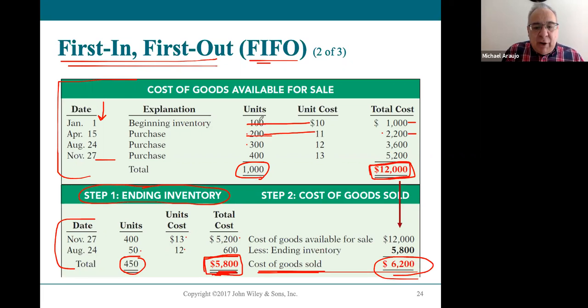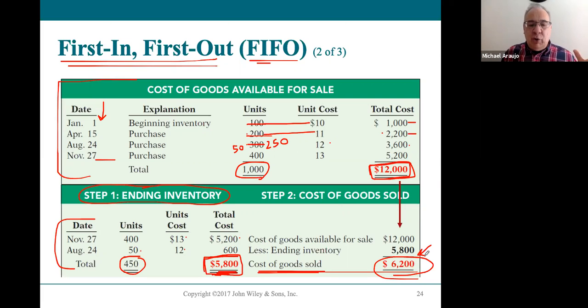You have 300 sold of 550. So you sold 250 of those; 50 are still with you. So 250 at $12 will give you the three. So $1,000 plus $2,200 plus $3,000 is $6,200. So you can prove it either way.